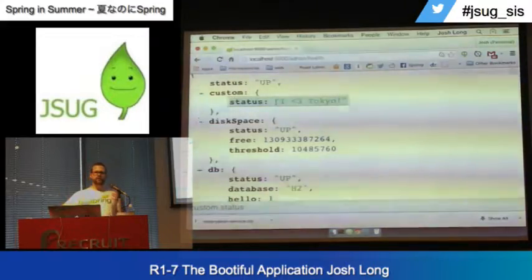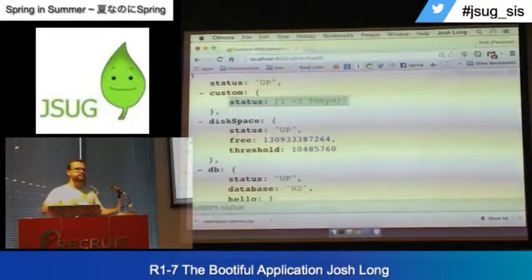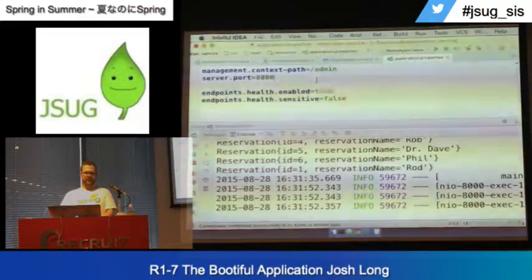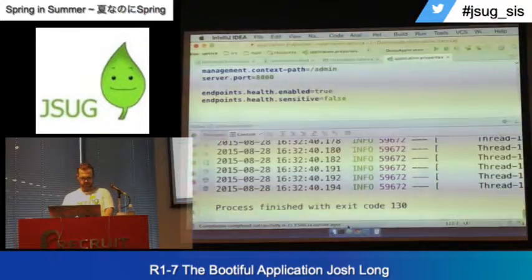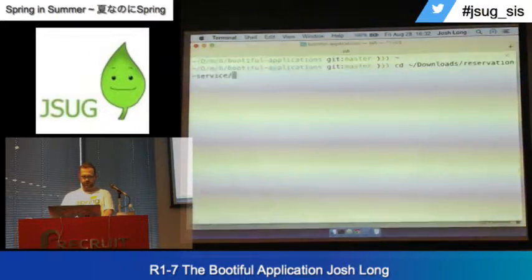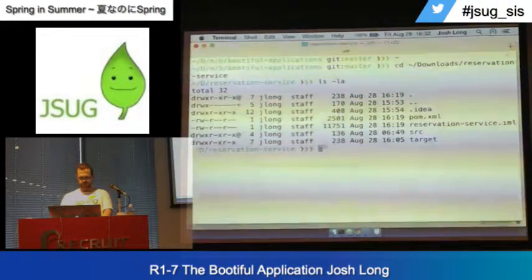So now I've used the defaults, but I get interesting behavior by contributing objects. The way I use those properties here is nice, but Spring Boot is also very, very easy to deploy and manage, right? So I'm going to go back to my application, cd Downloads, reservation-service, and I'm going to do Maven clean install.